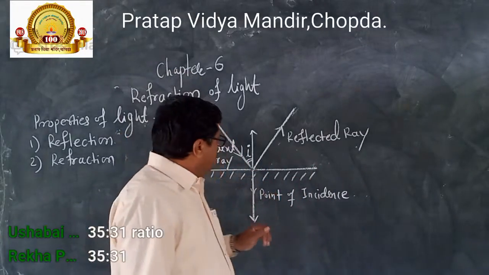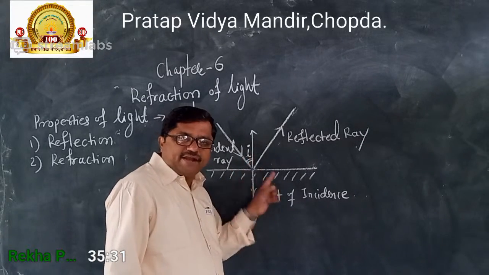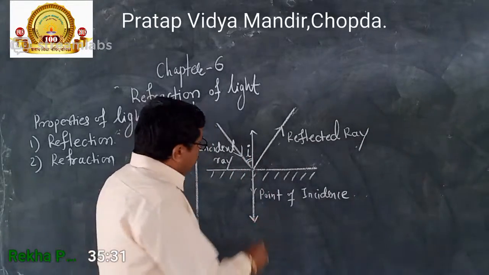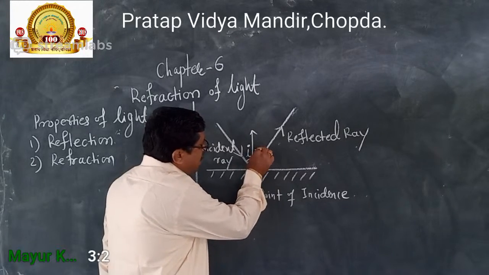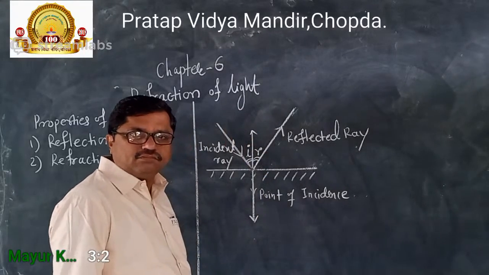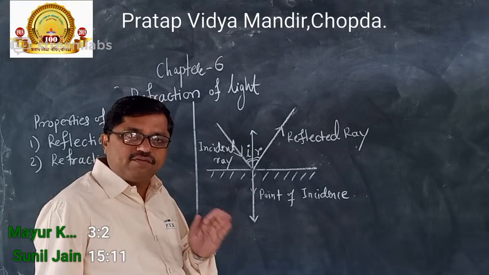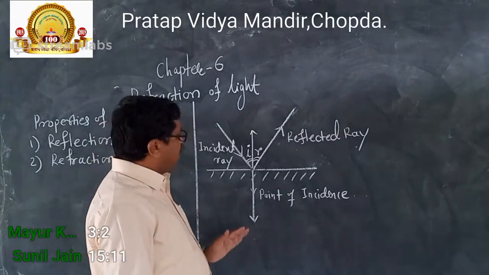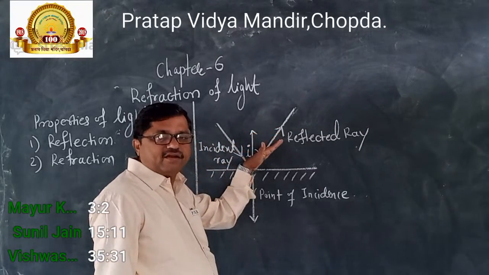Another angle which is made in the reflection is called the angle of reflection. It is denoted by r. The angle of reflection is the angle between the normal and the reflected ray.